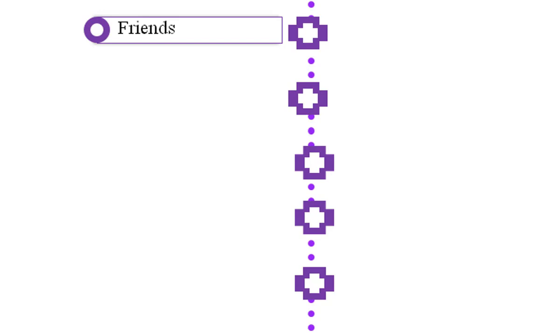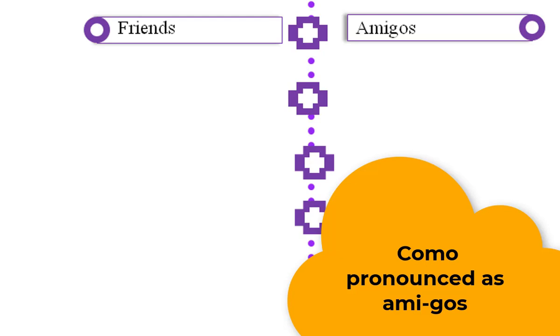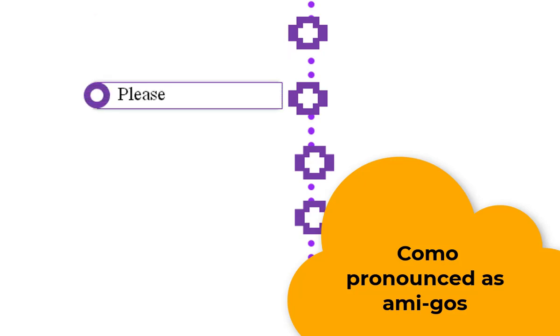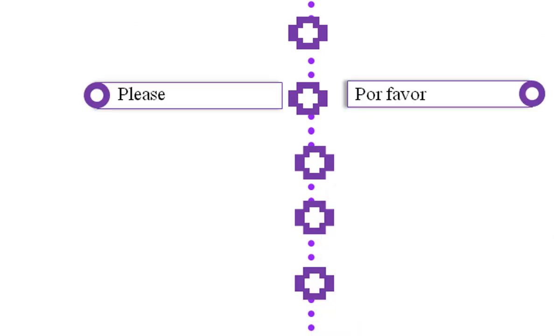Friends, at the beginning of the lesson, I said hola amigos. So friends are amigos. A friend is amigo. Don't worry, we'll talk about singular and plural forms in many chapters. Please. Por favor.